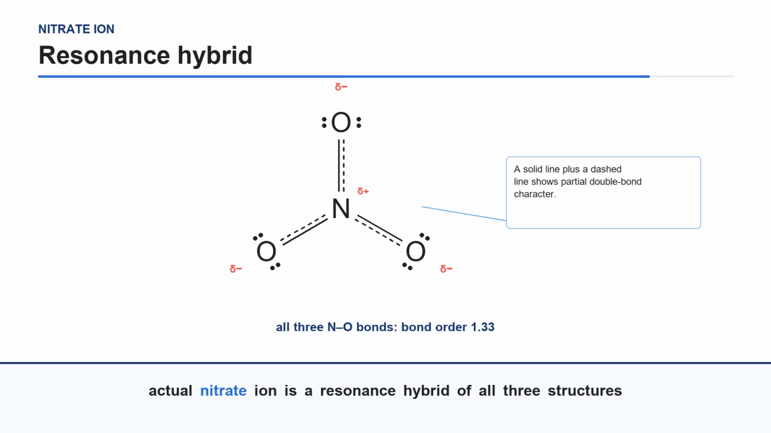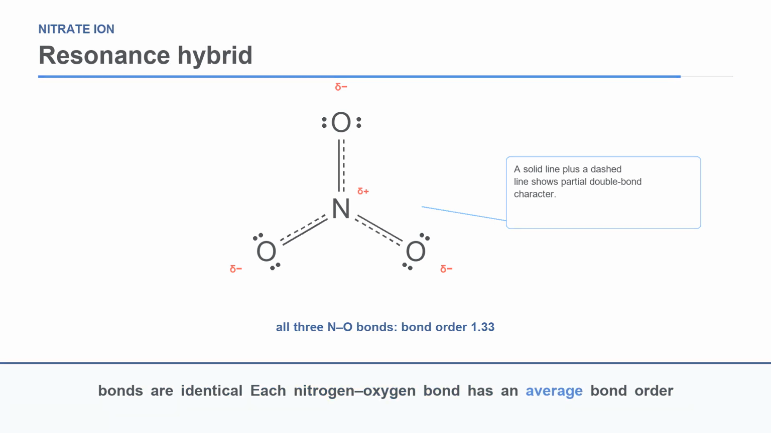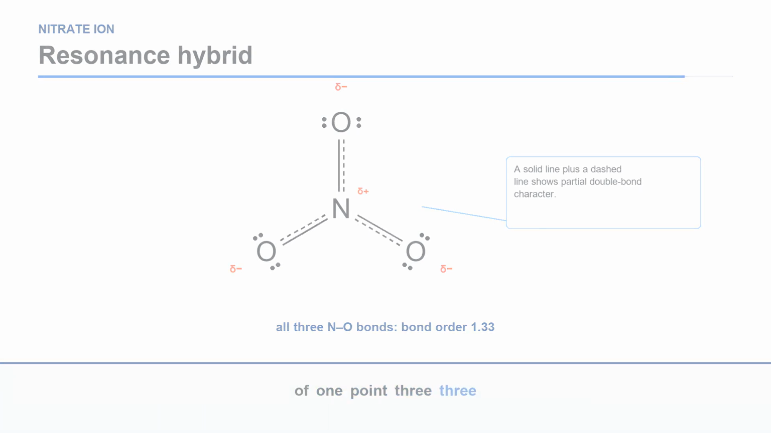The actual nitrate ion is a resonance hybrid of all three structures. The pi electrons and the negative charge are delocalized across the three oxygen atoms. Because of this delocalization, all three nitrogen-oxygen bonds are identical. Each nitrogen-oxygen bond has an average bond order of 1.33.